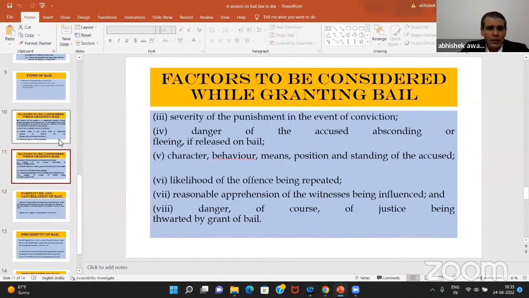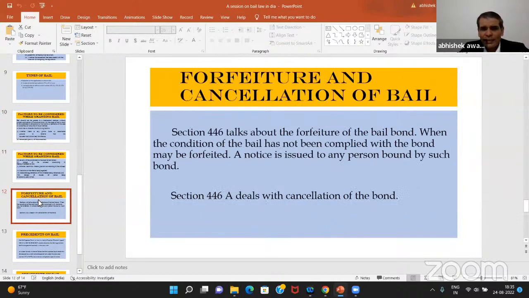Now, after all this, I come to forfeiture and cancellation of bail. Section 446 talks about forfeiture of the bail bond, bond as I showed you earlier. Now, what is the purpose of the bail? The purpose of the bail is that the person will appear before the court or the police officer in charge of the police station who has granted the bail. He will cooperate during investigation. He will cooperate during the trial or the inquiry conducted by the court. If he fails to do so, the bail bond gets forfeited.